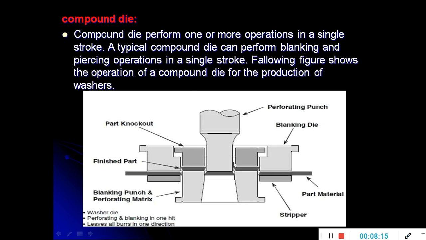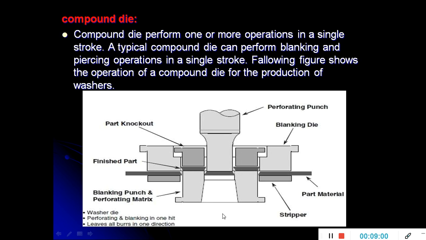But here in the compound die, as the name says, compound, only one punch is used to perform both operations. One is this perforating punch and the other the blanking punch. So here it is the blanking punch, but in only one stroke the material is going to be cut. This perforating punch is going to be used to produce the hole in the sheet metal, and this blanking punch is going to cut the material from this end. So here also the washers are going to be produced. Here it is known as a washer die. Washers are going to be produced.